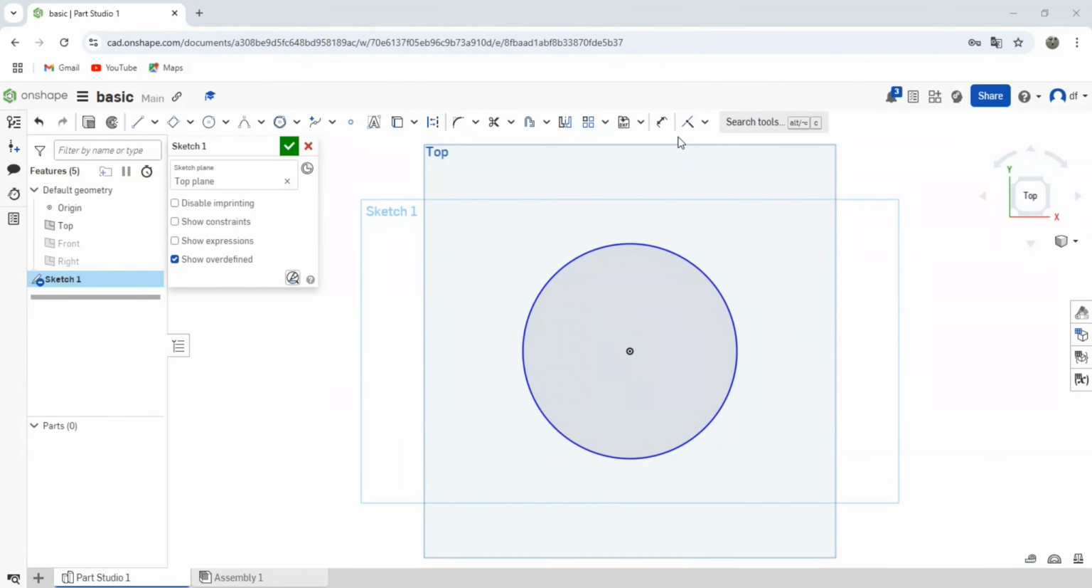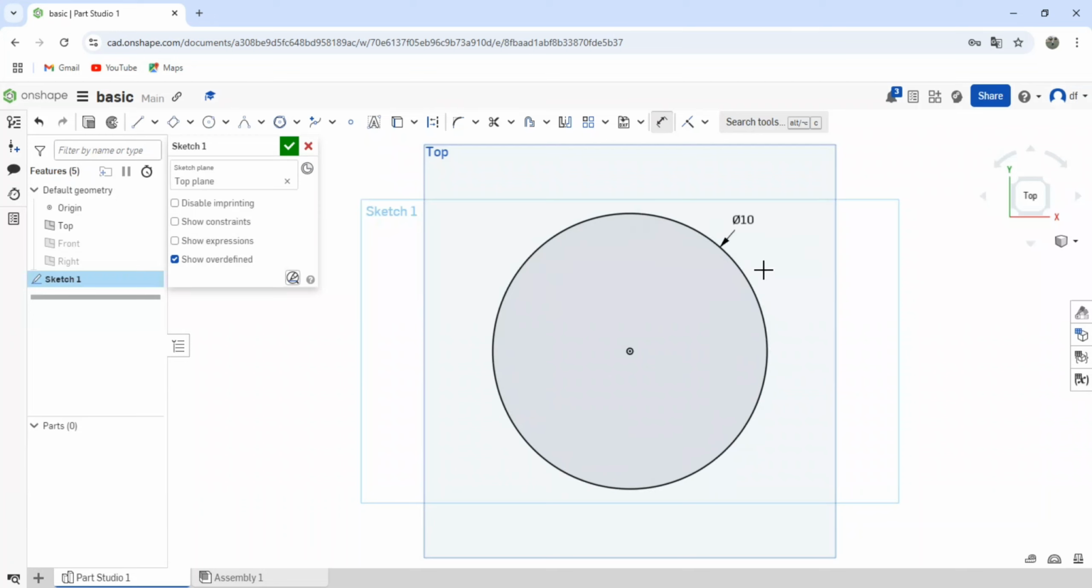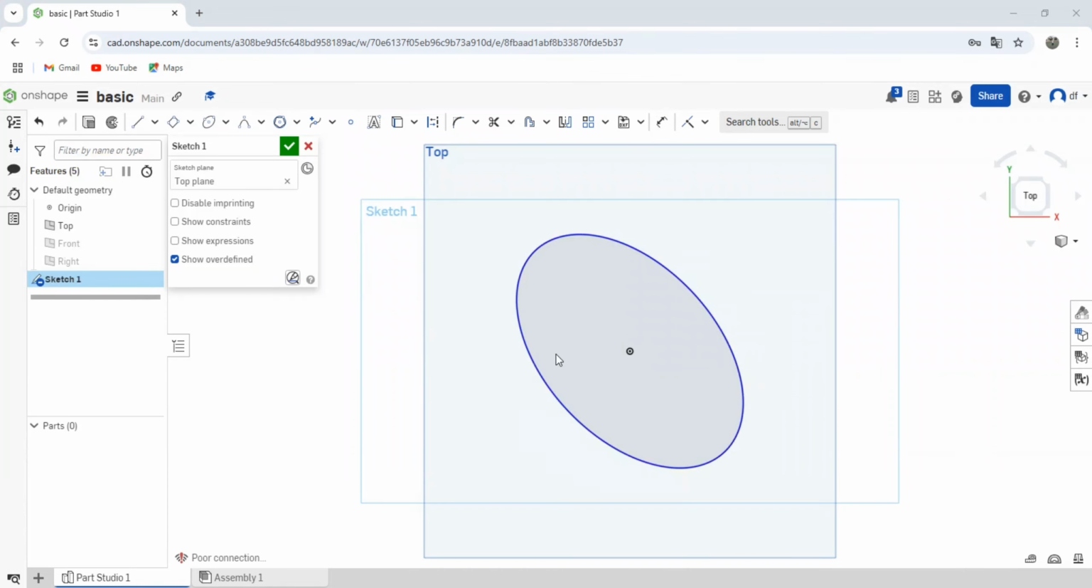As for the circle, we can adjust its diameter by clicking on its circumference and setting the value of its diameter. As for the ellipse, we can adjust the value of each of its axes by clicking on its circumference and dragging while continuing perpendicular to the axis we want to adjust.